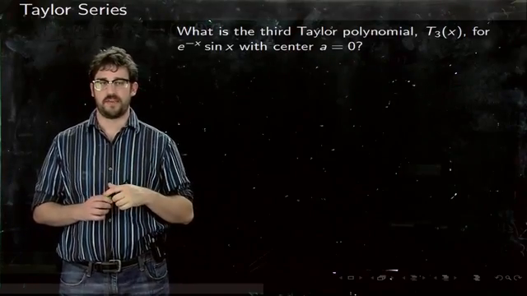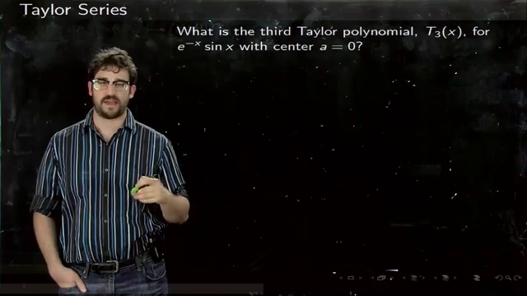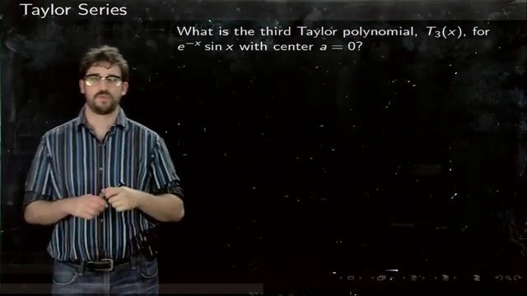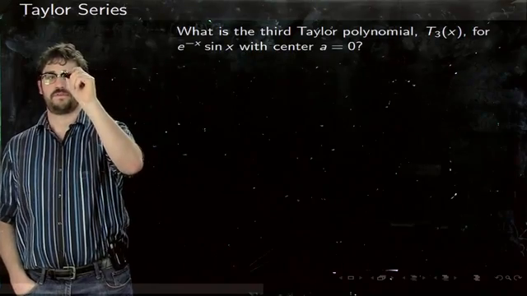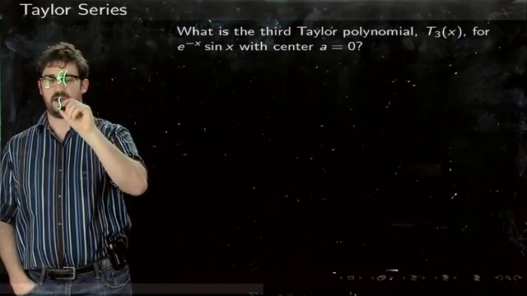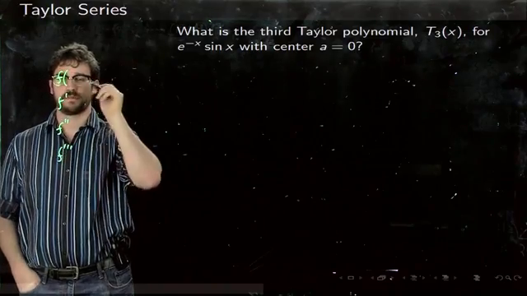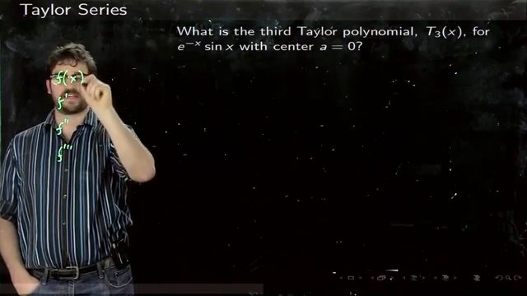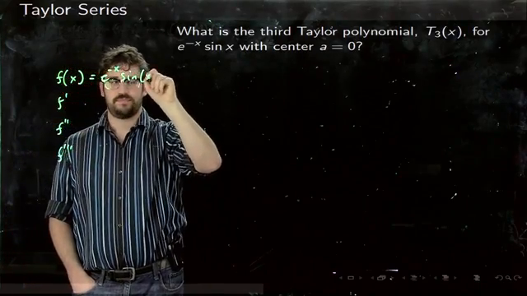What is the third Taylor polynomial for e to the minus x sine of x with the center of a equals 0? Well, we're going to need to find our f prime, our f double prime, and our f triple prime. So what is f of x? That is e to the minus x sine of x.